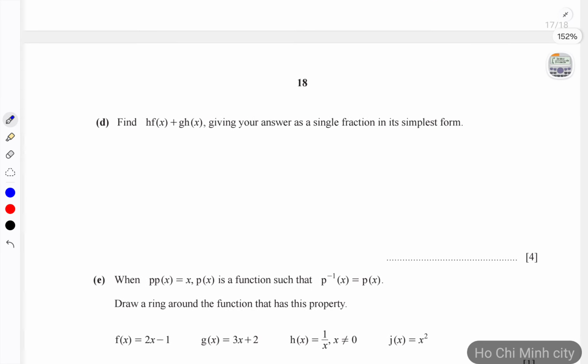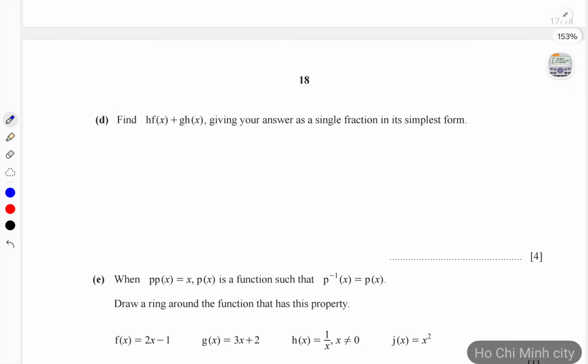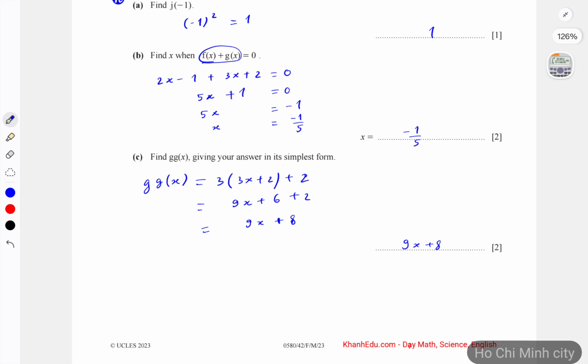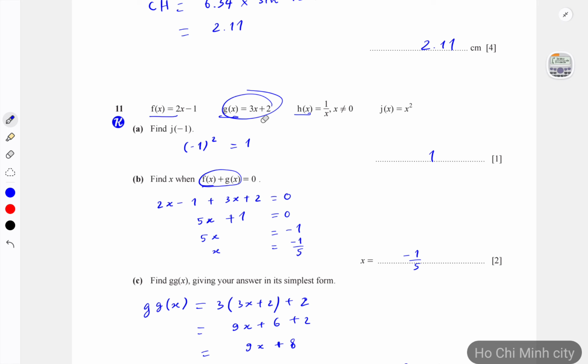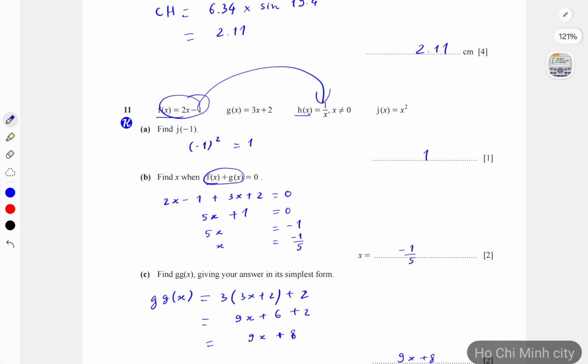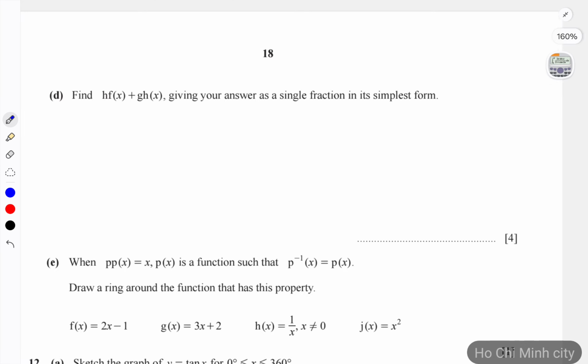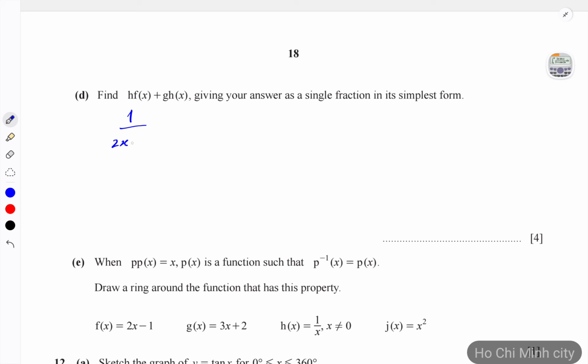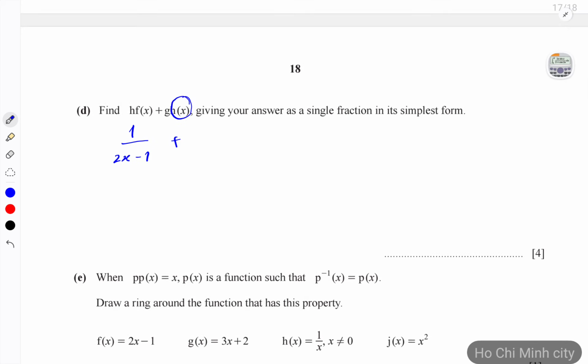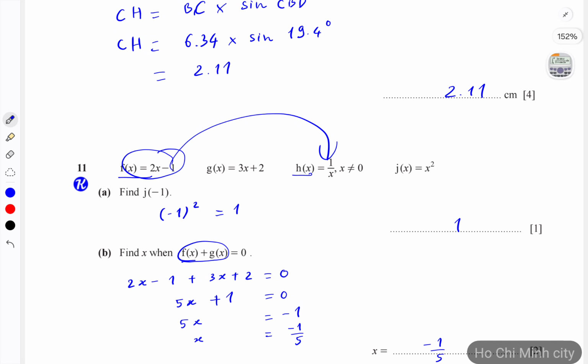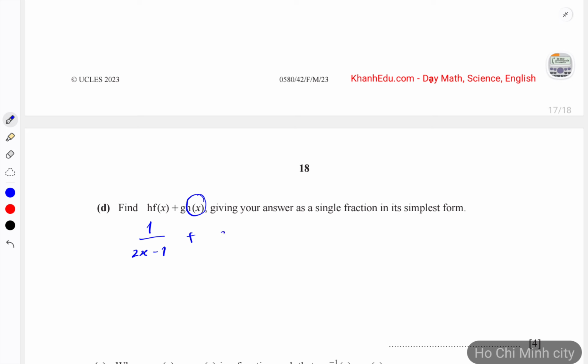All right, the next one. Find h of f of x plus this one. So we will replace the f of x inside the h of x. So we have 1 over 2x minus 1, plus replace the h of x into the g of x. We have 3 times 1 over x plus 2.